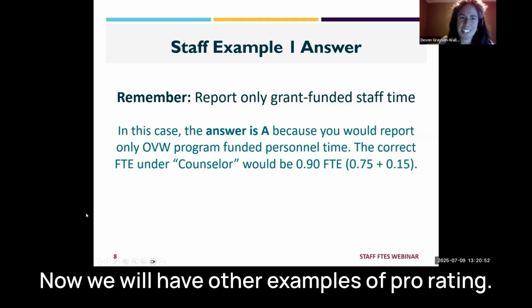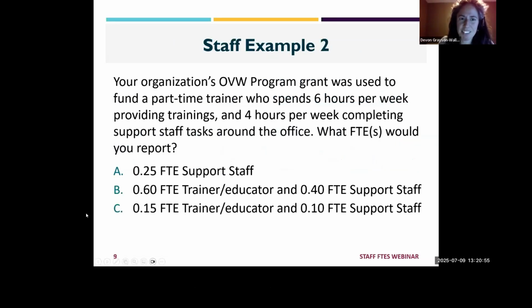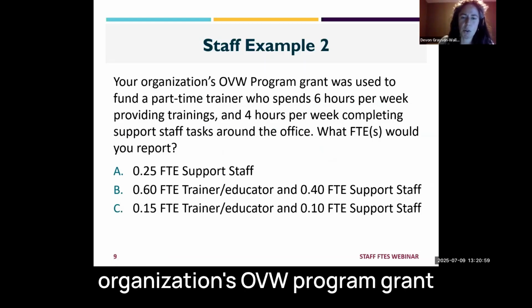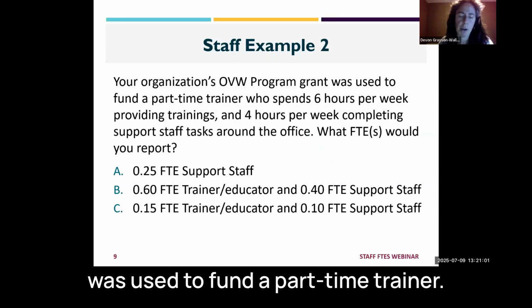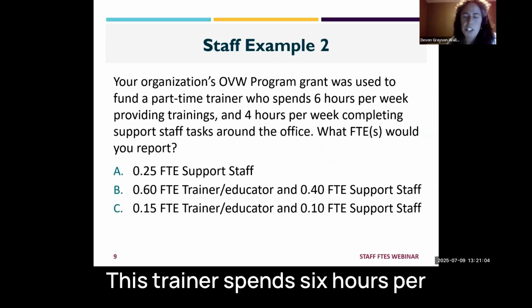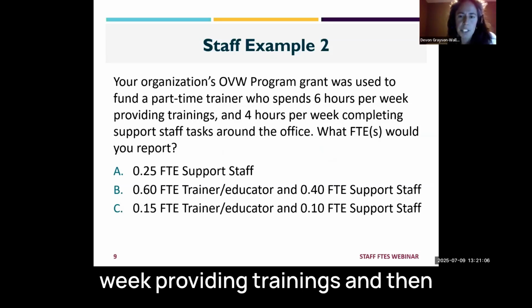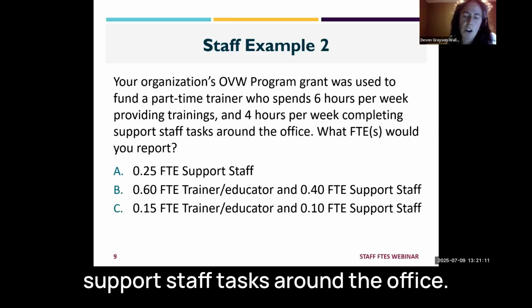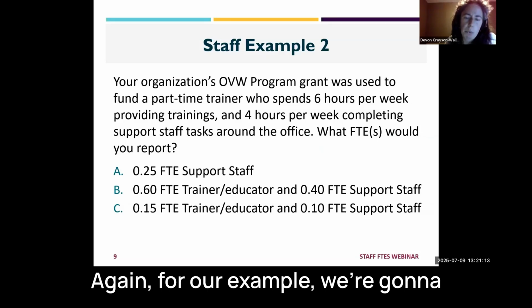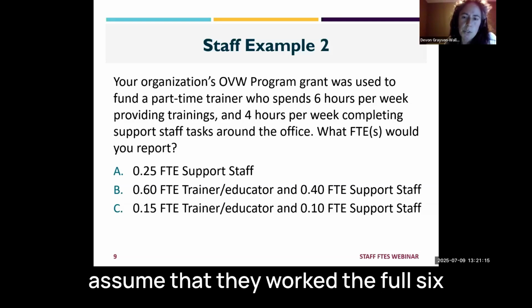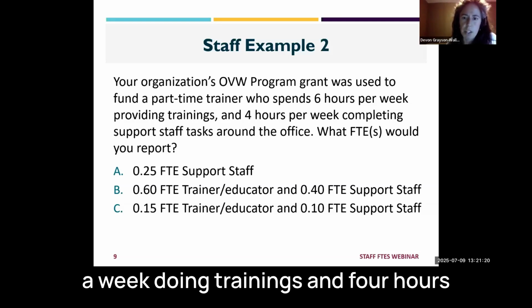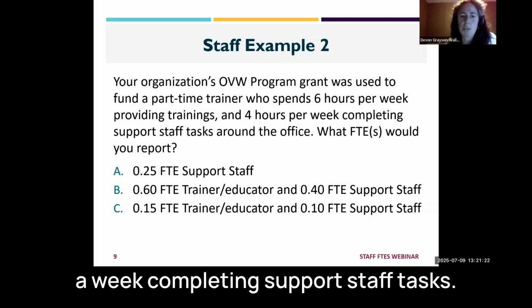Now we will have other examples of prorating. In our second example, your organization's OVW program grant was used to fund a part-time trainer. This trainer spends 6 hours per week providing trainings and then 4 hours per week completing support staff tasks around the office. Again, for our example, we're going to assume that they worked the full 6 months at the same pace of 6 hours a week doing trainings and 4 hours a week completing support staff tasks.